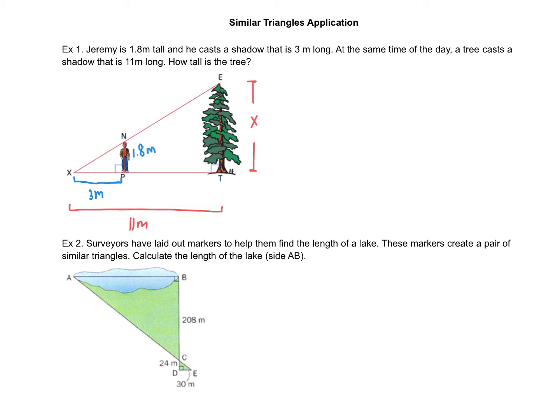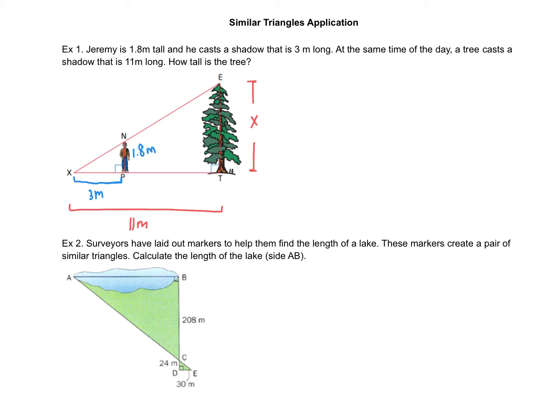Now, this should be a familiar scenario. We have a triangle within a triangle. So the little one is for Jeremy, and the big one on the outside is for the tree. Now, remember in this scenario, the parallel sides, so Jeremy and the tree, would correspond, the bases correspond, and then the diagonals would correspond.